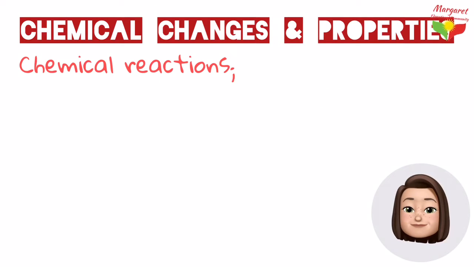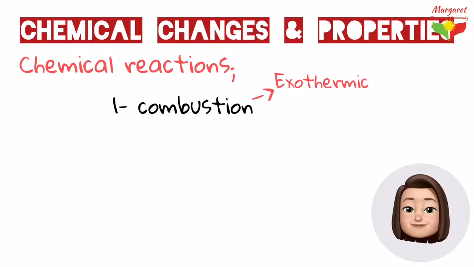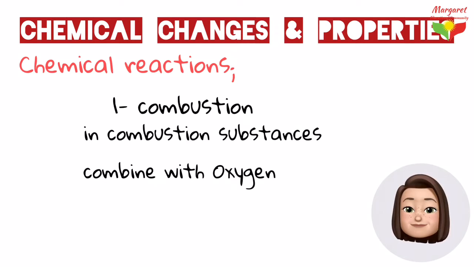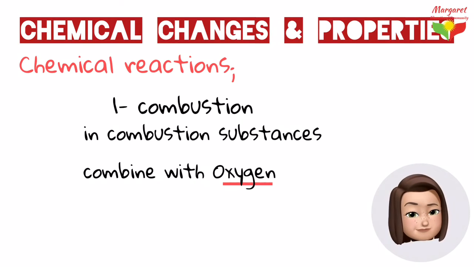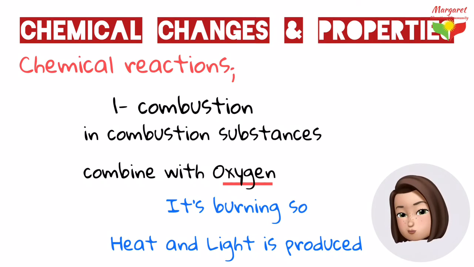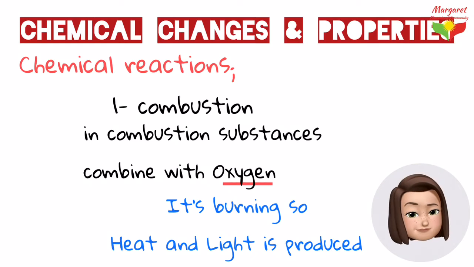So we have many kinds of reaction. One of them is combustion. Combustion is an exothermic reaction. Exothermic means they release energy. Substances combine with oxygen. Whenever a substance combines with oxygen, that means it's burning. The reaction produces heat and often light. So heat and light is the energy that is being released.